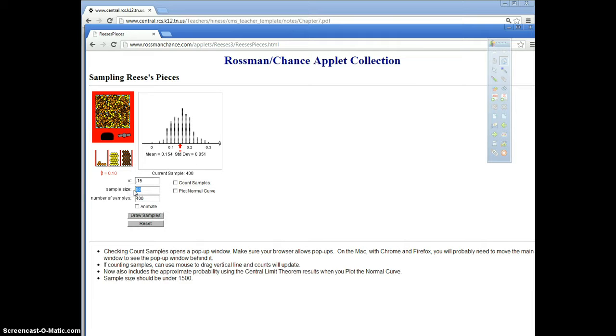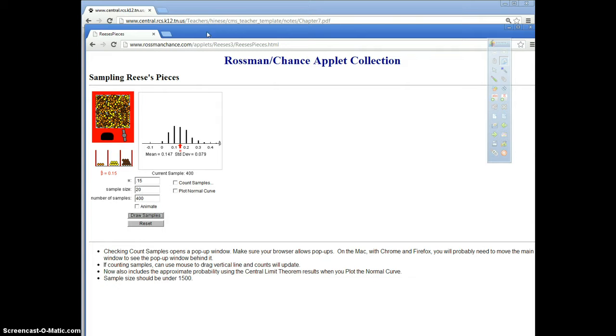What if I change this back to a smaller value, but leave this at 0.15? So if I reset this, and then draw the samples, notice that now my sampling distribution is not quite symmetric. It is instead a little skewed to the right.